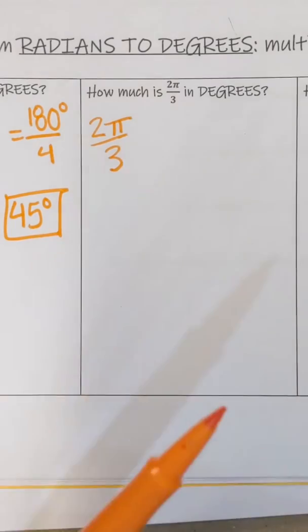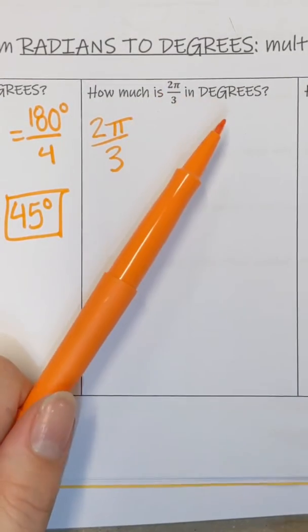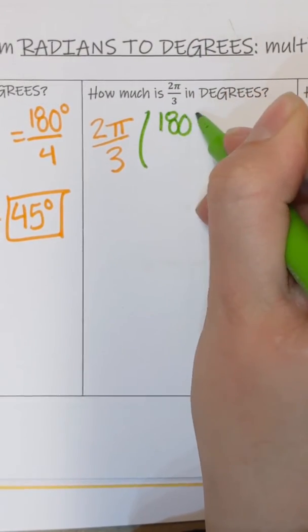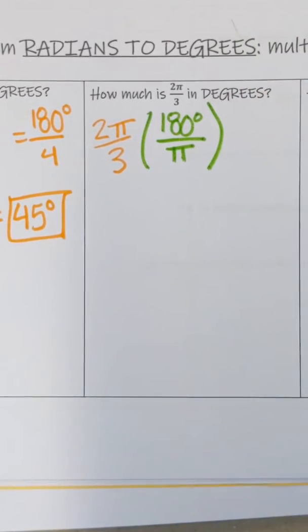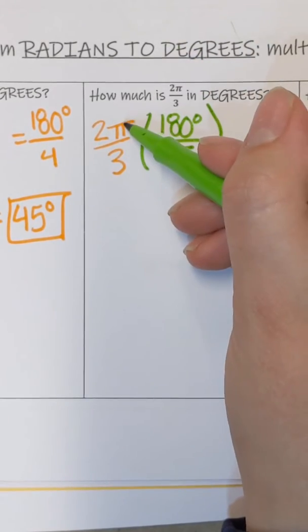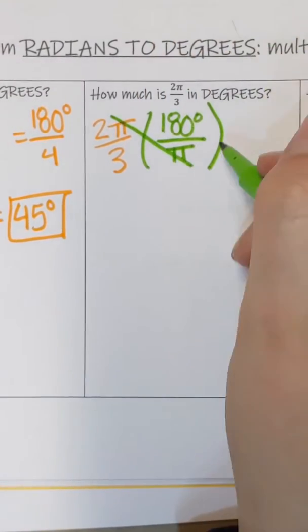All right, let's try that one more time. This time we're going from 2 pi thirds radians and switching it into degrees. So we're going to multiply by 180 degrees divided by pi. And if we set these up right, the pi's should always cancel out. So we have a pi on the top and a pi on the bottom. Those will go ahead and cancel out.